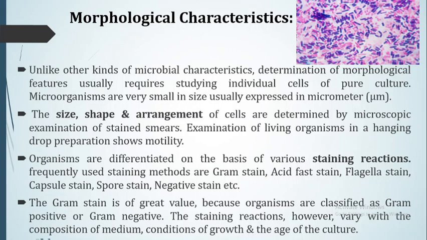The organisms are differentiated on the basis of various staining reactions. Frequently used staining methods are gram stain, acid fast stain, flagella stain, capsule stain, spore staining, and negative staining. So these are the different staining techniques used to differentiate whether an organism is gram positive or gram negative, acid fast or non-acid fast, whether it contains flagella or not, whether it has a capsule or not, and whether it is an endospore former or not. So these are the morphological characteristics which can differentiate one microorganism from another.